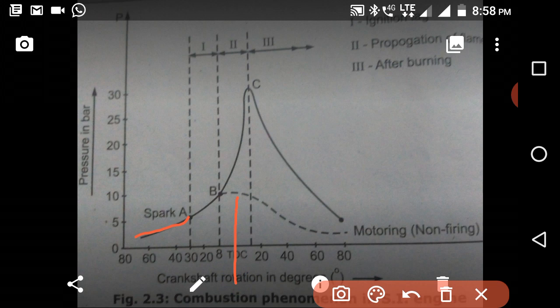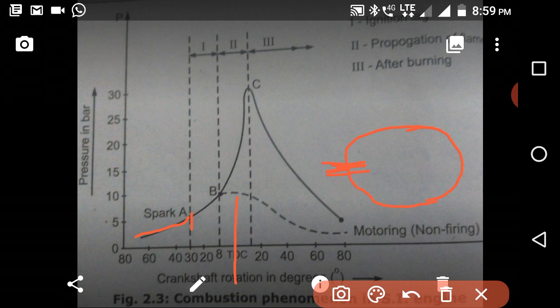Just before 30 degrees of top dead center, what we are doing? We are producing the spark inside the combustion chamber. This is the cross sectional view of the combustion chamber, and at what time are we creating the spark? We are creating the spark just before 30 degrees of top dead center, when the piston is approaching the top dead center. So before 30 degrees of the TDC we are creating the spark.